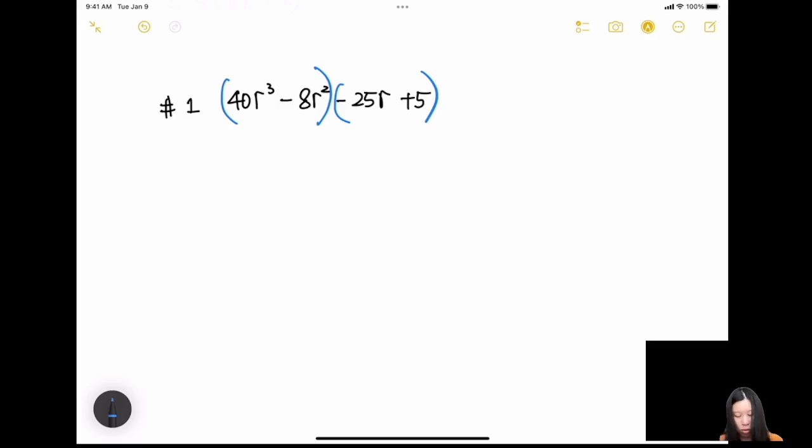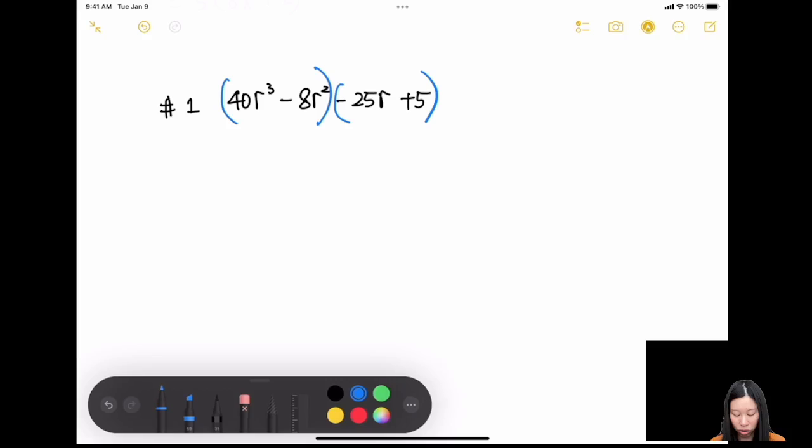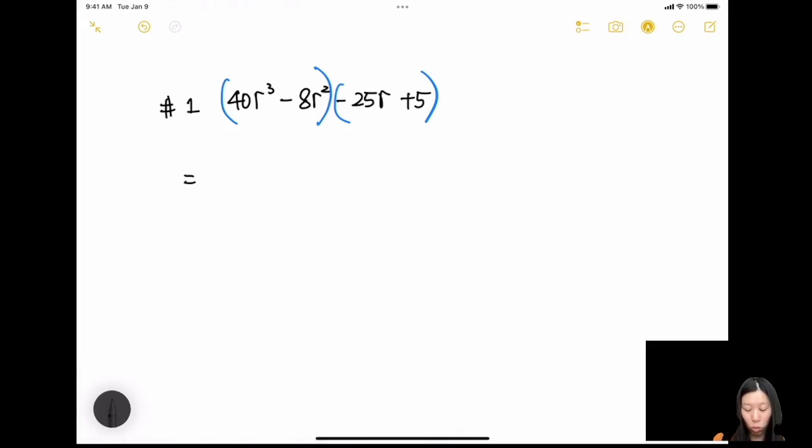Okay, from the first group, we have 40r cubed minus 8r squared. So what do they have in common for the first group? Well, 40 and 8, we know that they have 8 in common. They can both factor the 8 out. And then r cubed and r squared, they have r squared in common. So I factor r squared out. So I have 5r minus 1.